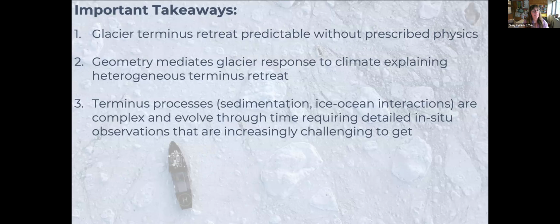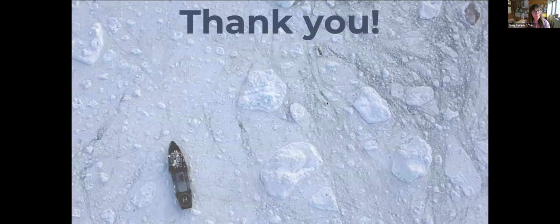And this kind of work requires these detailed in situ observations that are really, really challenging to get. And so I want to make a plea that we can perhaps work together as a community to build these kinds of observations together rather than through competition, because it really takes a village to get some of these challenging observations. And so the more that we can build together as teams, the better. And with that, I am happy to take questions.